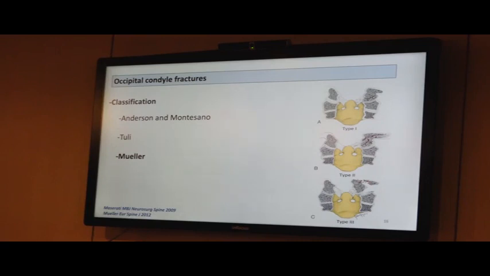But the two previous classifications are mainly of academic interest, as they contribute marginally to the clinical decision-making process. There is a new classification system by Müller, which is more useful in the treatment algorithm of this lesion. This is the algorithm according to the Müller classification, with surgery indicated in type 3.